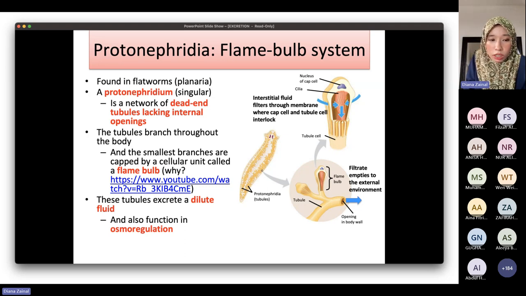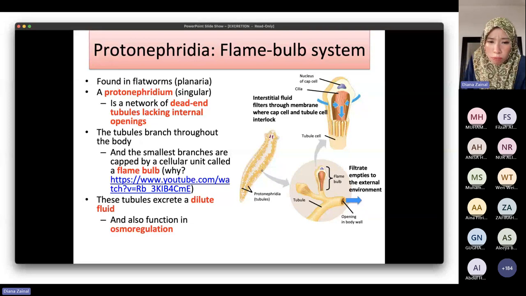These tubules excrete and dilute fluid and also function in osmoregulation. Okay, they just have to make sure that the osmotic pressure is going to be the same between their internal body and their environment. Okay, so inilah dia. Alright, this is the flame bulb. Alright, this is the cap cell, cilia and all.